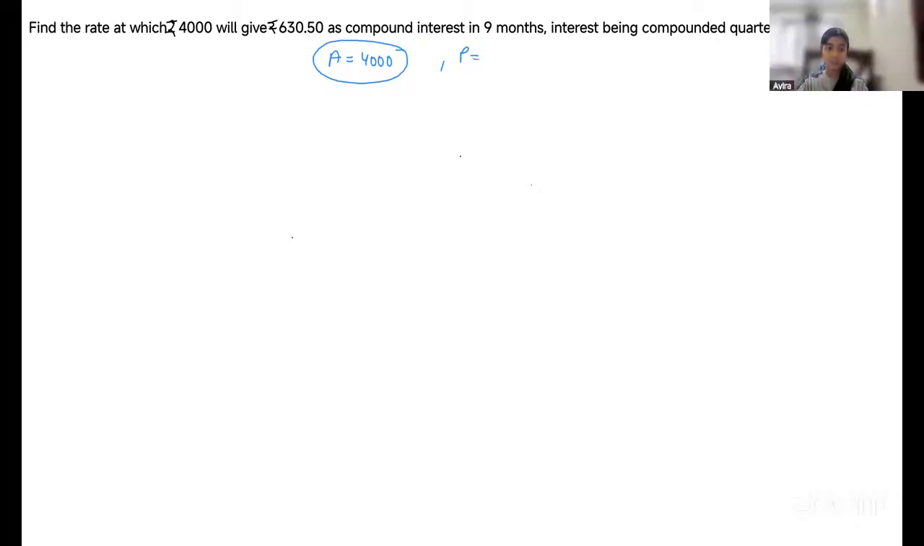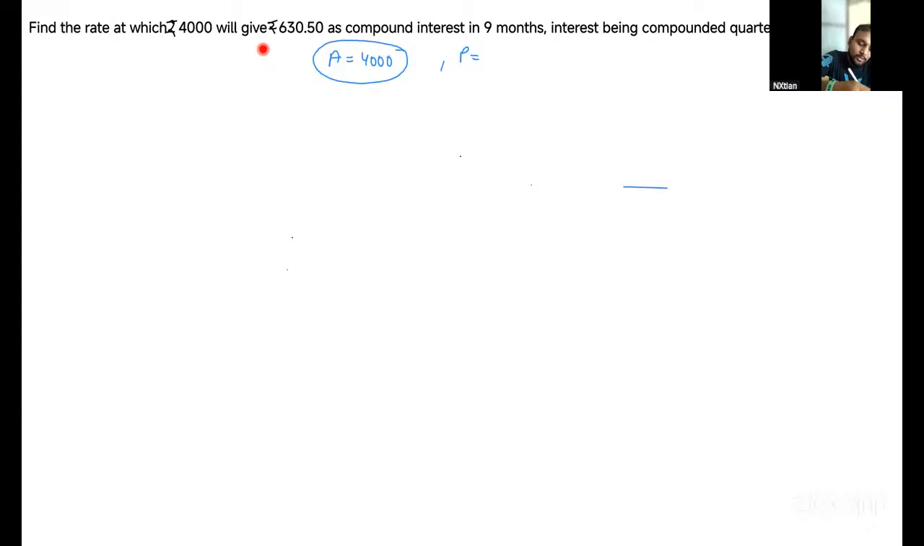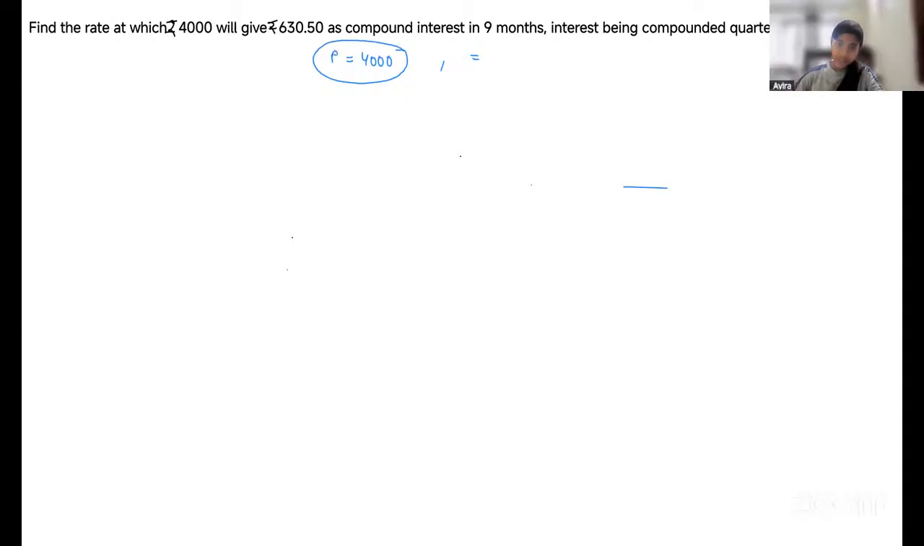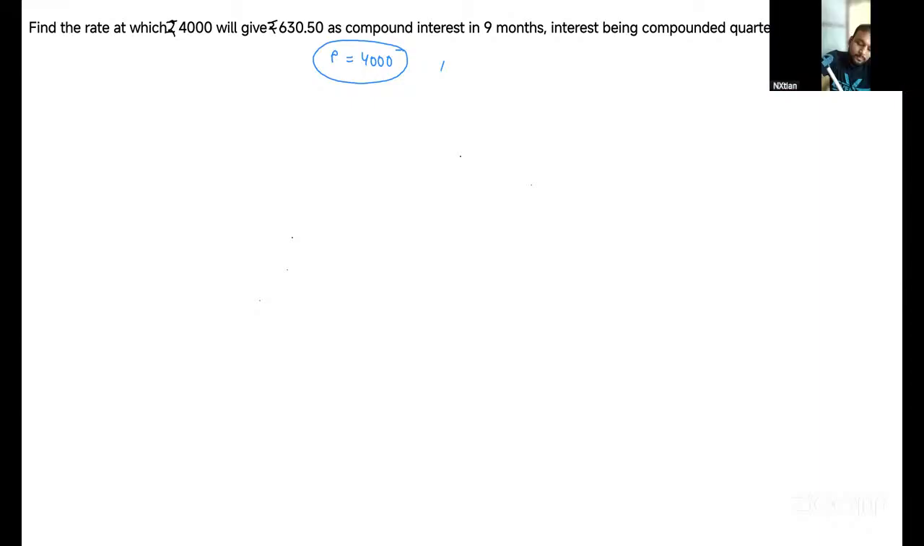Is the principal 630 then? Or 4,000 plus 630? No, 4,000 is not the amount. 4,000 is the principal. Principal is 4,000. Sir, the amount is like 4,000 plus 630. Yeah, so it will become 4,630.5. And what is the value of NT? The NT value will be 3.